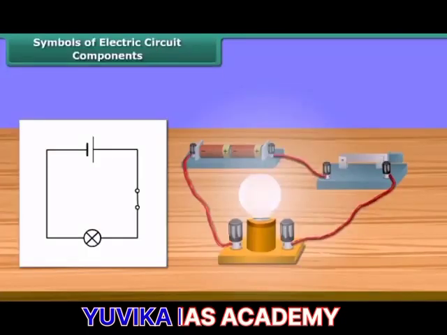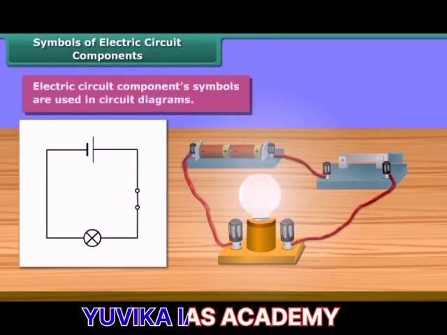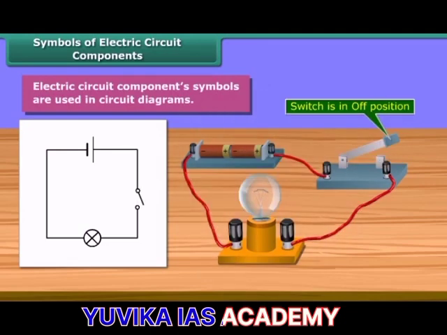Symbols of electric circuit components. Electric circuit component symbols are used to make circuit diagrams. It is much easier to represent a circuit diagram using symbols. This is the symbol of a switch in on position. This one is in off position.